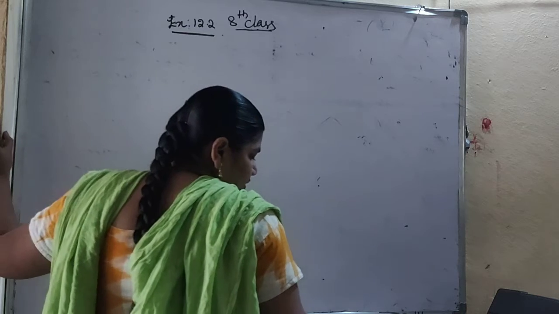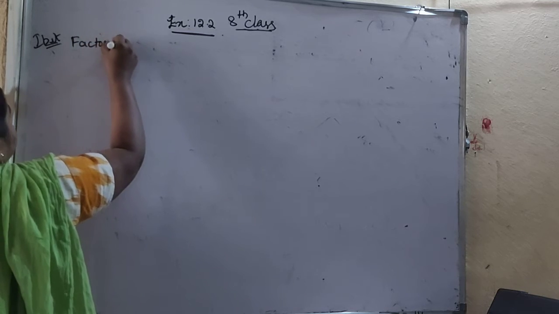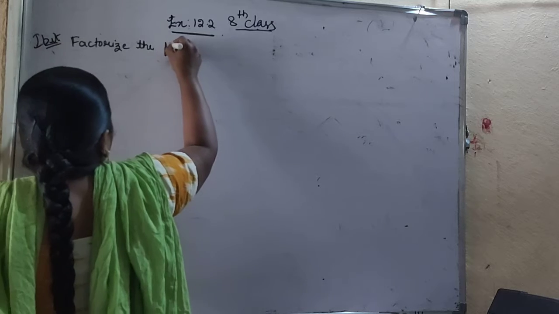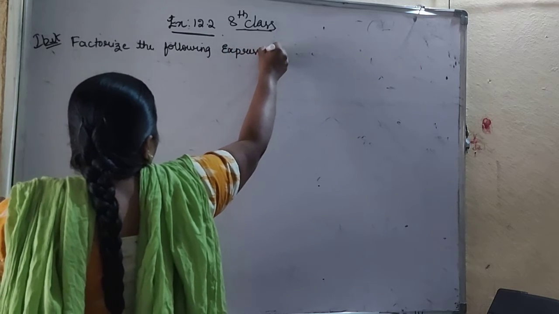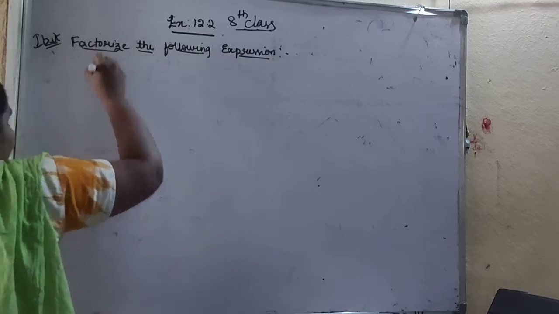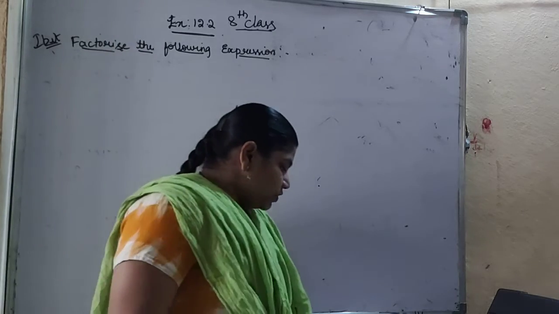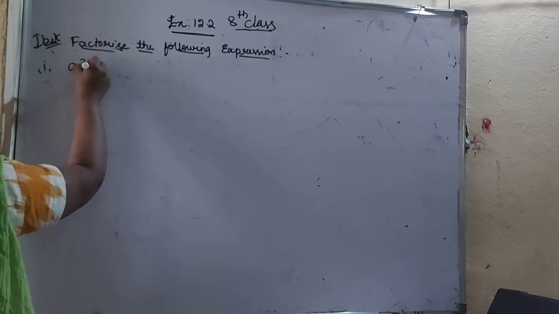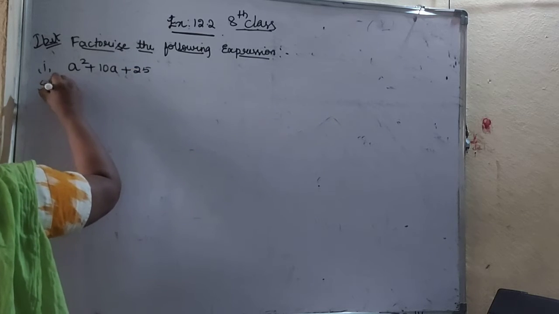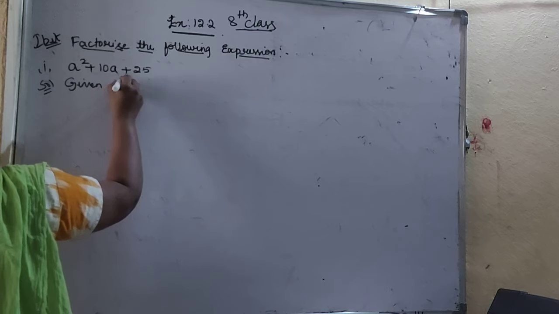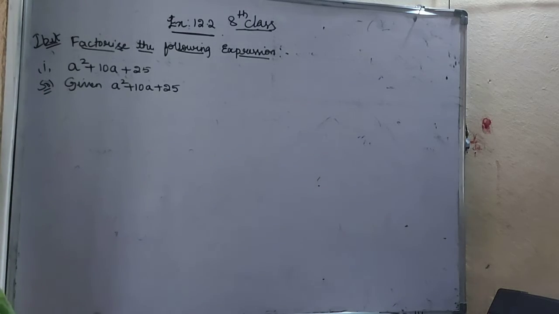Exercise 12.2: factorize the following expressions. Now the first one is a square plus 10a plus 25. This is the given expression, and can we use an identity or not?